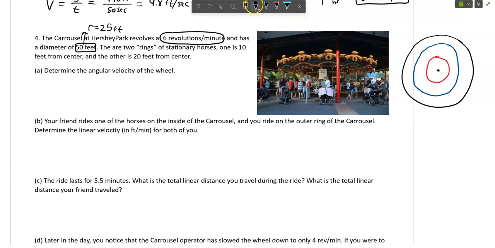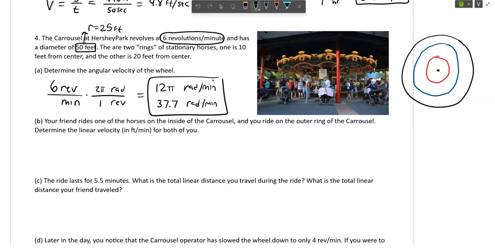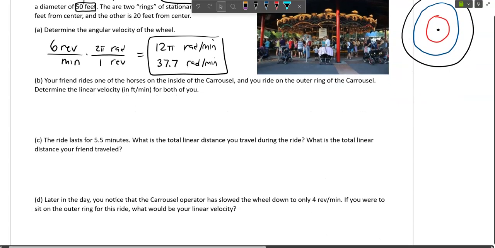But let's start with letter A, because we do have to figure out what 6 revolutions per minute is in radians. We've done this a few times already in this video. We're going to convert radians and revolutions. So this is just going to give me 12 pi radians per minute, which we now can start using in problems. That as a decimal is 37.7 radians per minute. Okay, great. 1 down, 3 more to go.